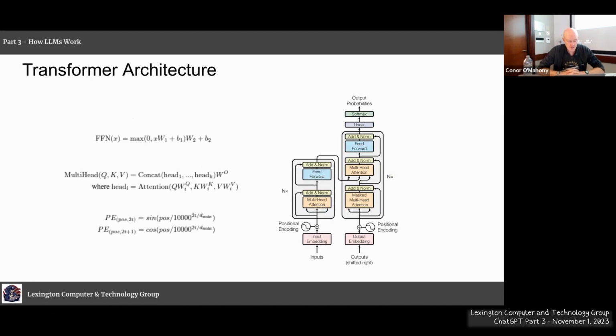Here, I just wanted to capture some of the equations that essentially represent this architecture. And the reason I wanted to do this, so here at the bottom, we've got the equations for the positional encoding. Here in the middle, we've got the equation for the multi-head attention. And here at the top, we've got the equation for the feed-forward network. The reason I wanted to do that is, again, I want to reinforce, there's no working with words under the covers here. It's all math.